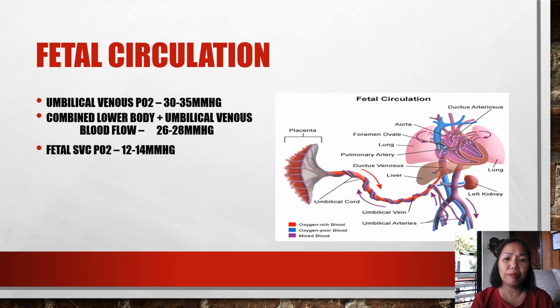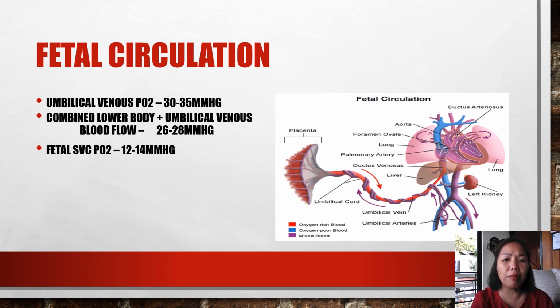50% of the umbilical venous blood enters the hepatic circulation, and the rest bypasses the liver, then goes to the inferior vena cava through the ductus venosus, where it mixes with poorly oxygenated inferior vena cava blood from the lower part of the fetal body. So the combined lower body plus umbilical venous blood flow has a PO2 of about 26 to 28 millimeters of mercury.